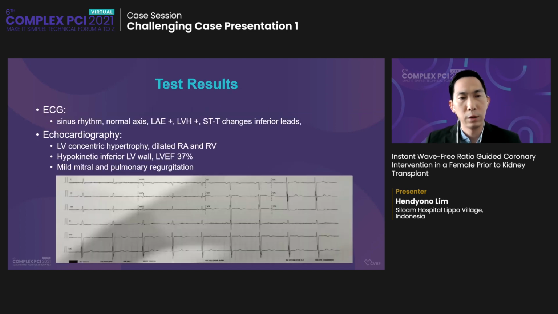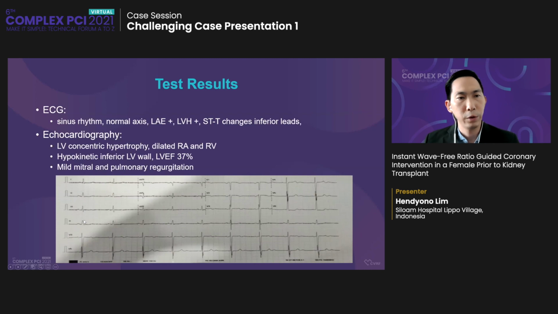From the evaluation, we did the ECG. We found the patient still in sinus rhythm, normal axis, and some signs of left atrial enlargement and also left ventricular hypertrophy. And we can see there are mild changes in ST segment and T-wave in precordial leads and also in inferior leads.